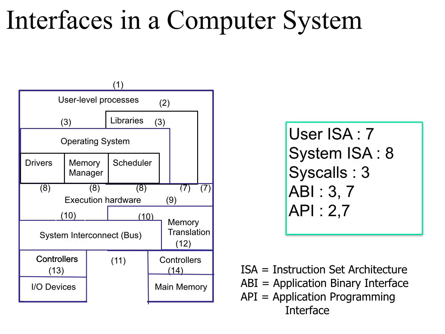First, let us look at a simplified view of the various interfaces in a computer system. A computer system can be divided into broadly two components, hardware and software. Hardware consists of things like processor, main memory, and I/O devices, and these three components talk to each other through I/O controllers, memory controller, a system bus, and a memory translation unit.